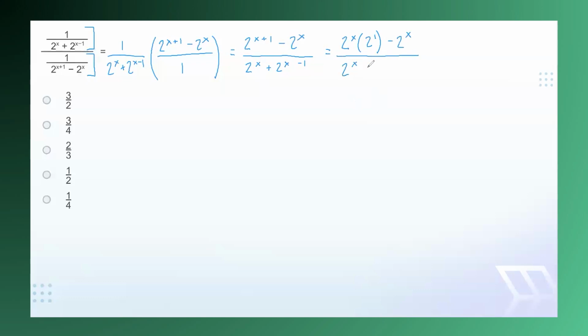exponent in my denominator. So my denominator has 2 to the x minus 1 in it. Now, rather than use my quotient rule and introduce another fraction, I'm going to instead treat this as 2 to the x plus -1. And this is going to allow me to apply my product rule in reverse again for 2 to the x times 2 to the -1.